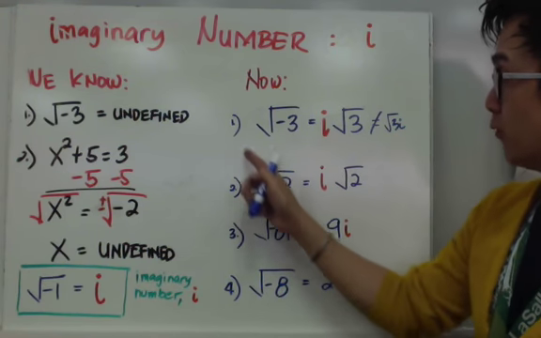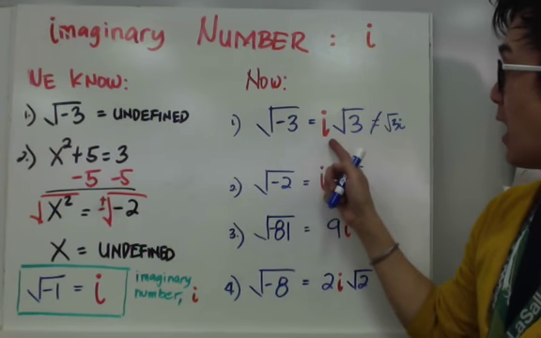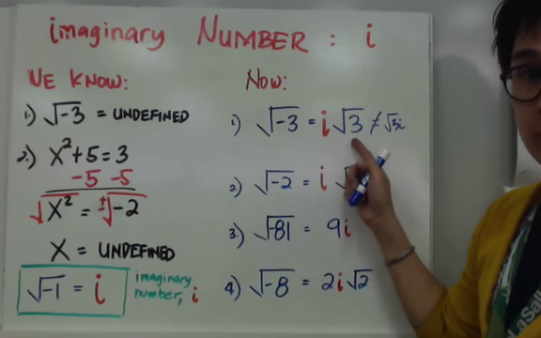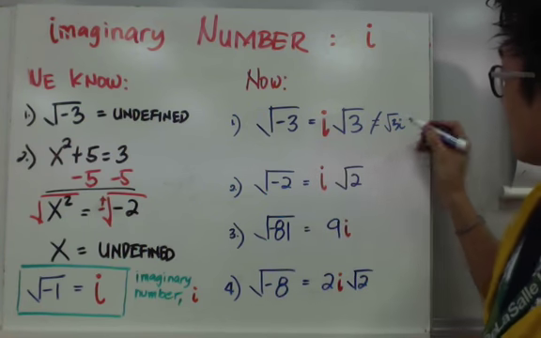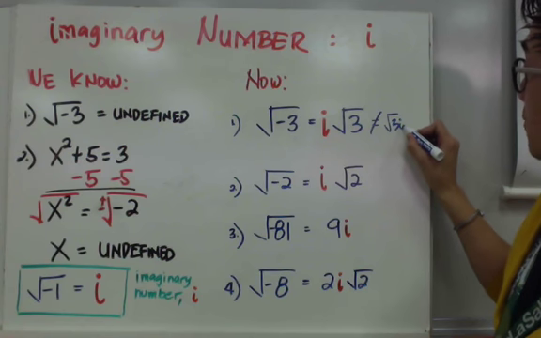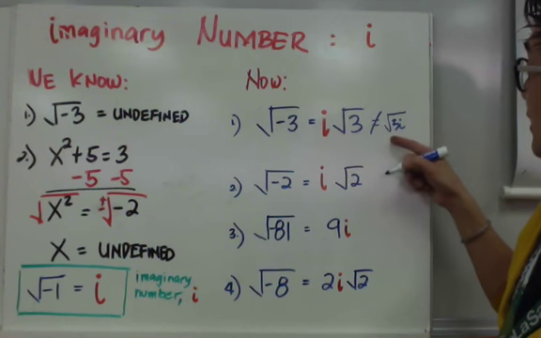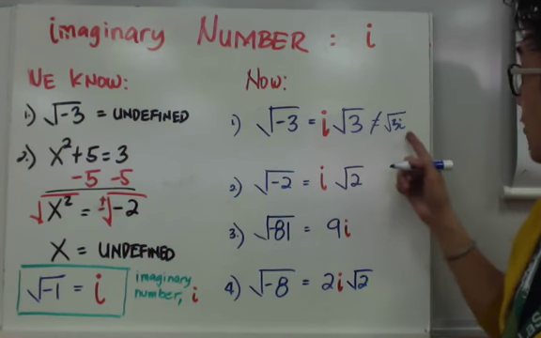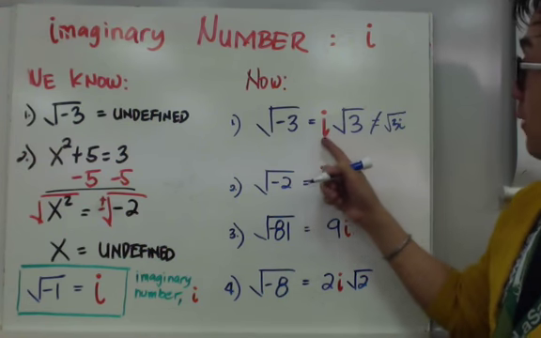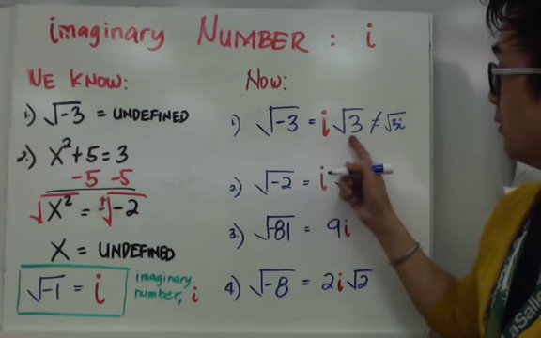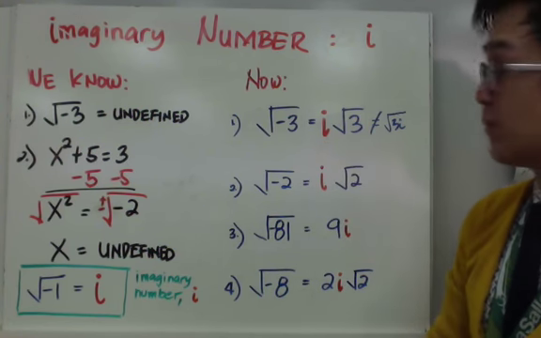So for example, for number 1, the square root of negative 3 is no longer undefined. The square root of negative 3 is i square root of 3. Now, notice that I'm always writing my i outside the radical. The reason why I don't usually write my i right after the radical is because sometimes people mistake it as the square root of 3i, and the square root of 3i is not the same as i square root of 3. So to avoid this error, write all your i's outside the radical whenever you're working with a radical and a number that cannot be simplified.